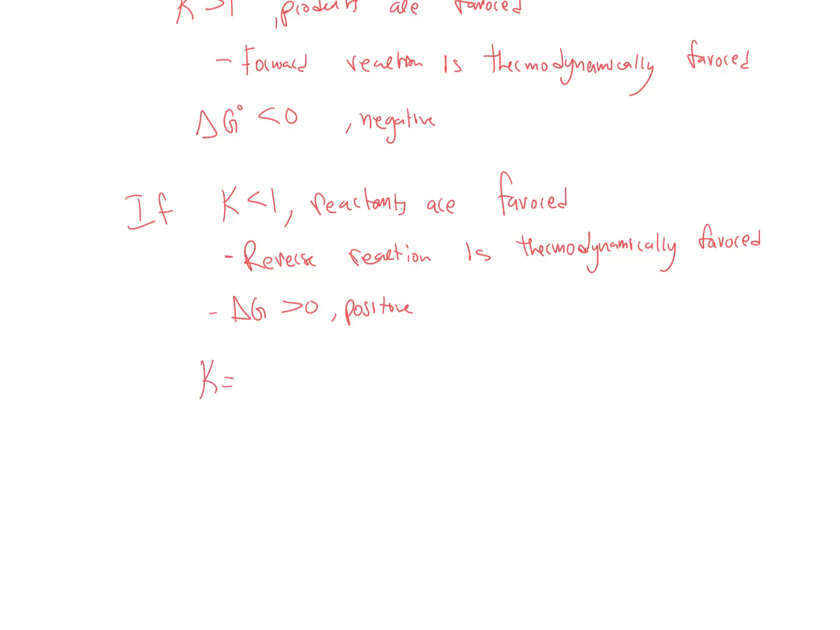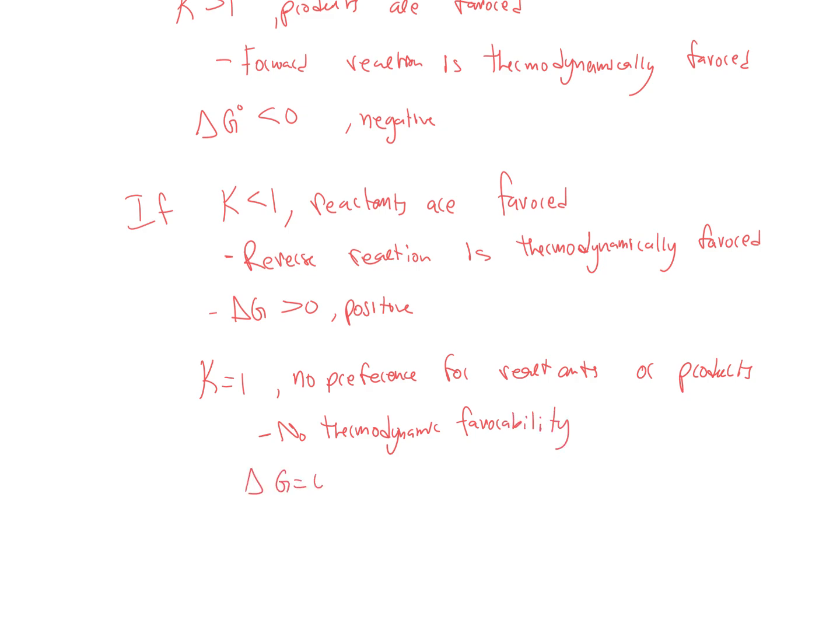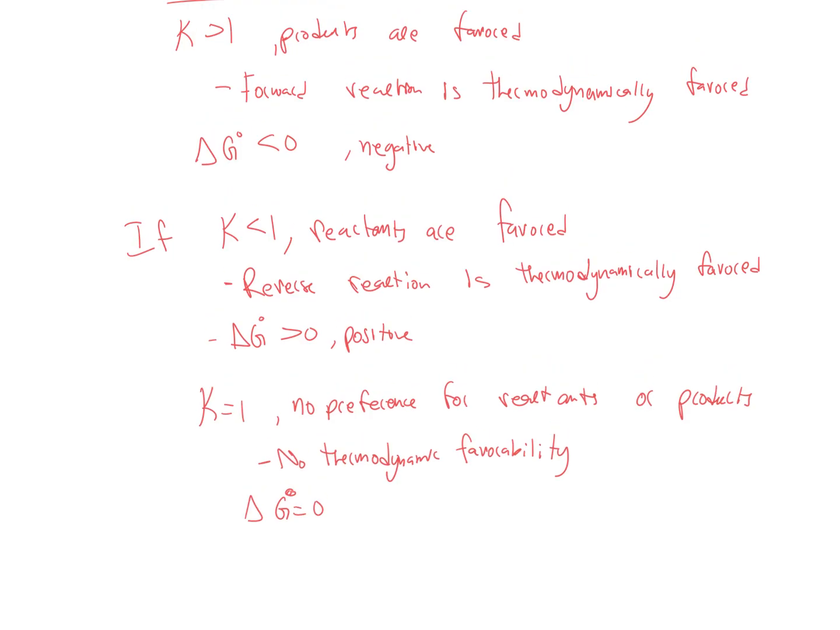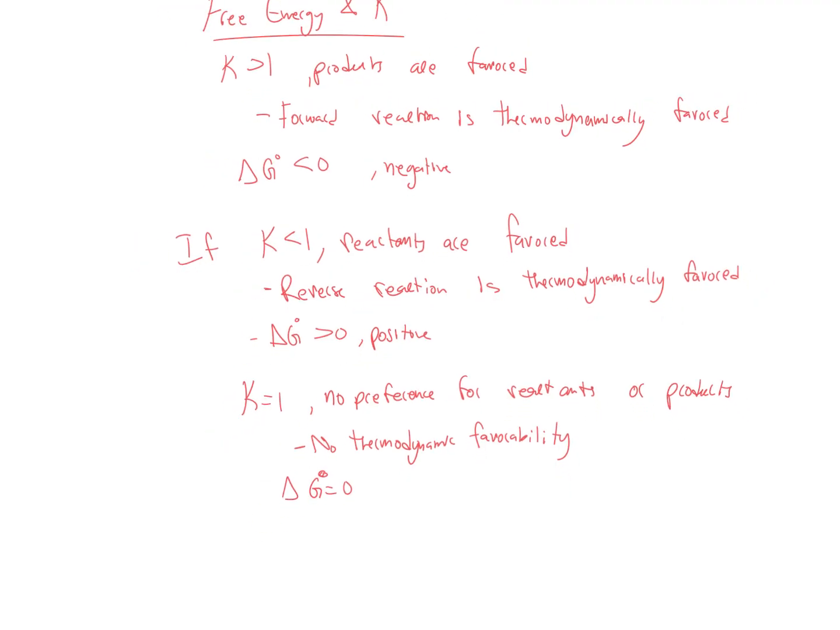And of course, if K equals 1, that means that there is no preference for reactants or products, which also means that there is no thermodynamic favorability. And, of course, that means delta G is equal to 0. And I apologize, these are all under standard state, so you should have that little 0 there. And so these rules all govern whether or not something is thermodynamically favorable.